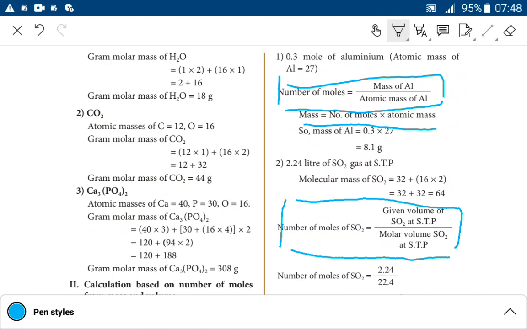What is the volume given? The given volume is 2.24 liter. 2.24 liter is given here in the sum. Molar volume at STP is 22.4 liter. That is the determined value, constant value. So you have to write the given value as numerator, 2.24 divided by 22.4.